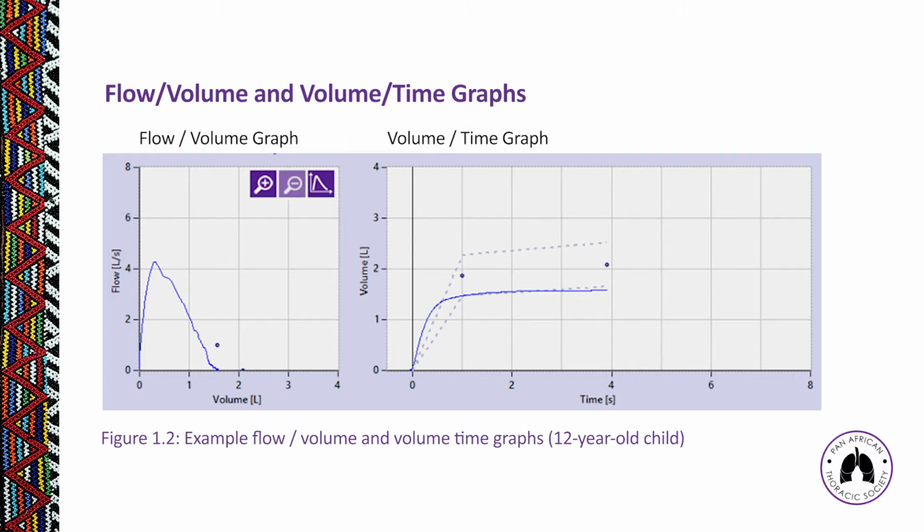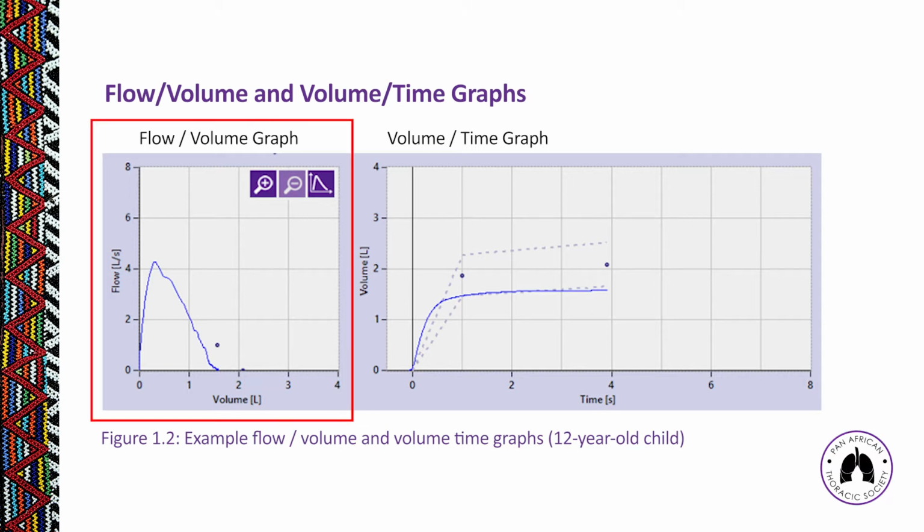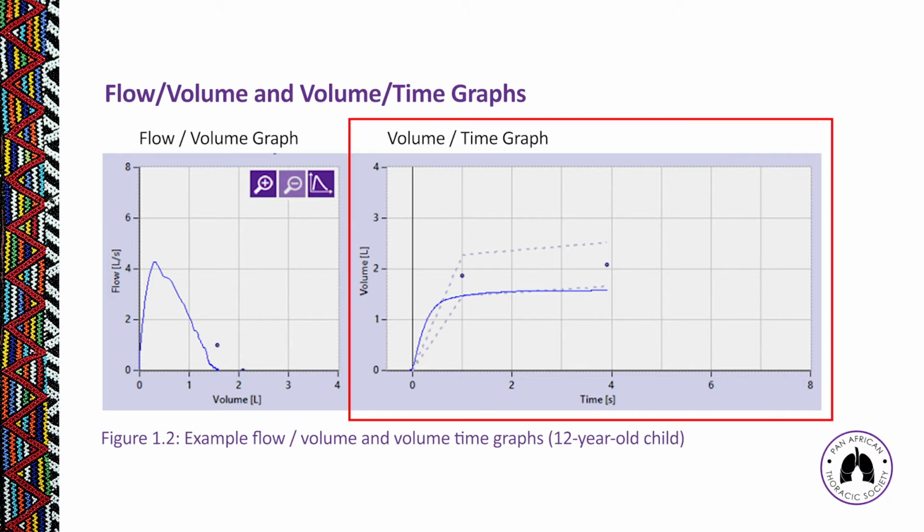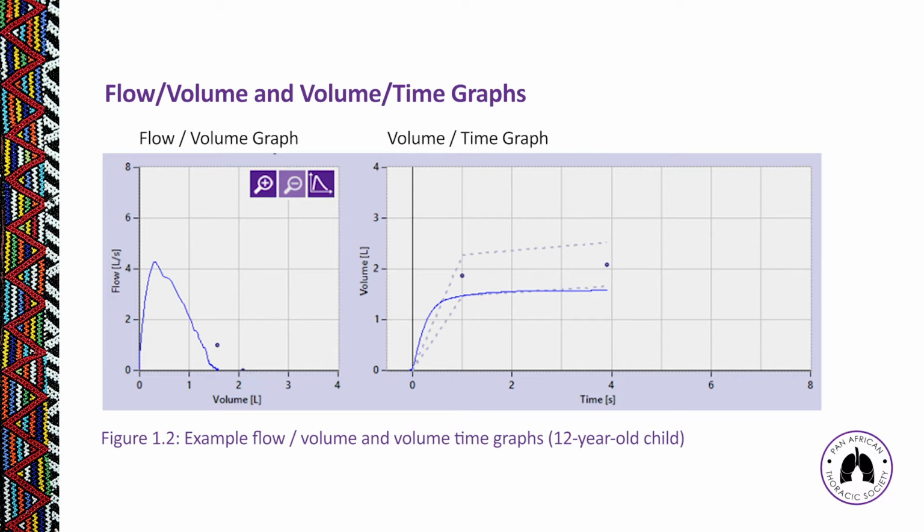So essentially, there are three things that we need to look at in spirometry. We're looking at the volume of air that can be moved, we're looking at the flow rate of air, and we're looking to see how long that patient could blow out for. All of this is demonstrated on the two graphs of spirometry, which are your flow volume graph and your volume time graph. If you look at figure 1.2 in front of you, that shows the flow volume and the volume time graph. This is a picture taken from a spirometry test conducted on a 12-year-old child.